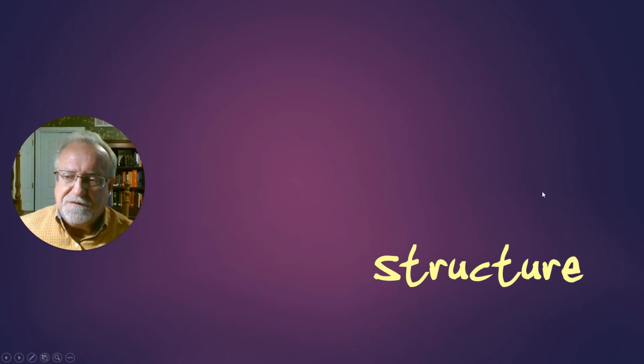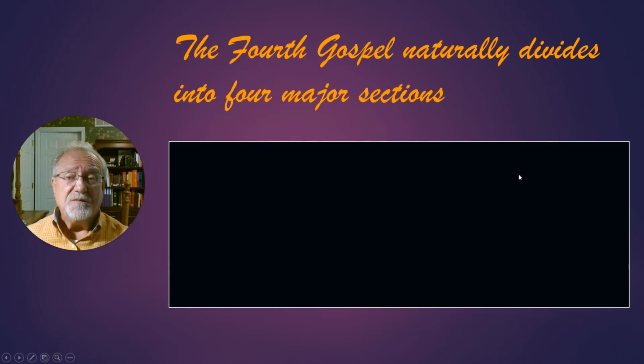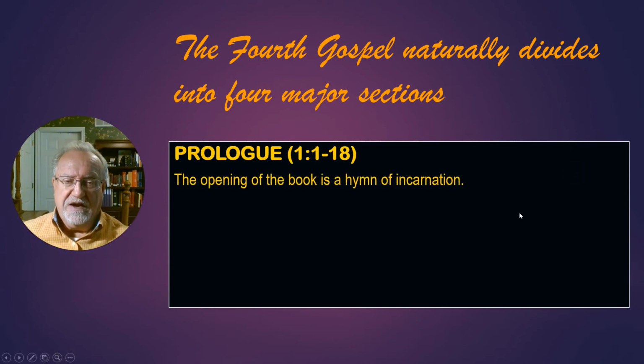Now, I want to finish this introduction to the Gospel of John by talking about its structure. This gospel has a more apparent structure than perhaps some of the other gospels, and it naturally divides into four major sections. There is, first of all, a prologue, which is the first 18 verses.